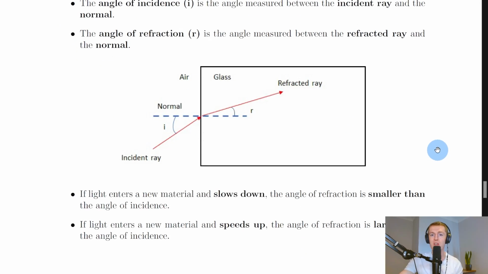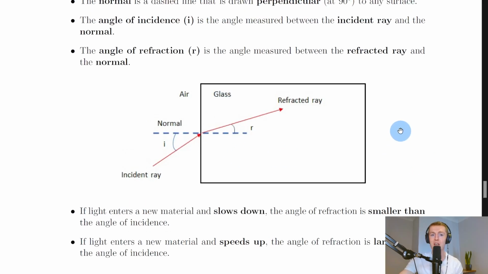So to put this into context, let's have a look at the diagram here. Here's our normal, this dashed blue line at 90 degrees, or perpendicular, to the surface of the block. We've then got air on the outside, and this is our glass block here. And we've got this ray going into the block, which remember we call the incident ray. And we've also got this ray within the block, which is slowed down, called the refracted ray. And if you were to continue the line and draw a ray going outside of the block at this side, you would call that the emergent ray because it's emerged on the other side of the block.